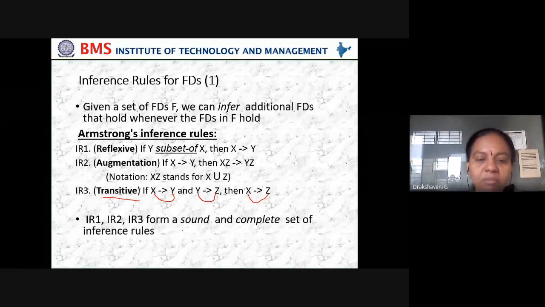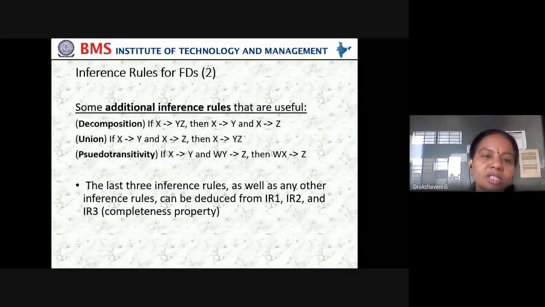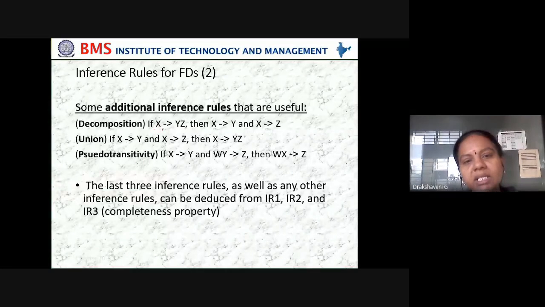Transitivity. These form a sound and complete set of inference rules. Not only these, we have some more: decomposition, union, and pseudo-transitivity. So what is decomposition? If X is functionally dependent on YZ. Decomposition means breaking. So now I have X functionally dependent on YZ.